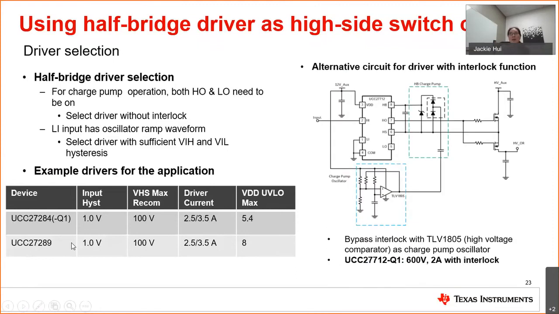Now, we do have an alternative circuit in case you have to use a driver that has interlock functions. In this example, it is a 600-volt driver, the UCC27712. Because this driver has an interlock, we cannot use the low-side driver portion for the self-oscillating circuit. Instead, the idea remains the same, but we will use a comparator to create these voltage differences and hence create the self-oscillation signal.